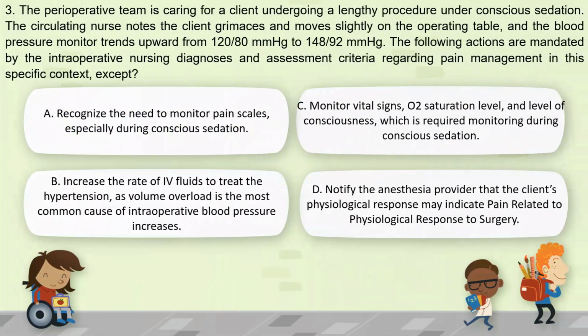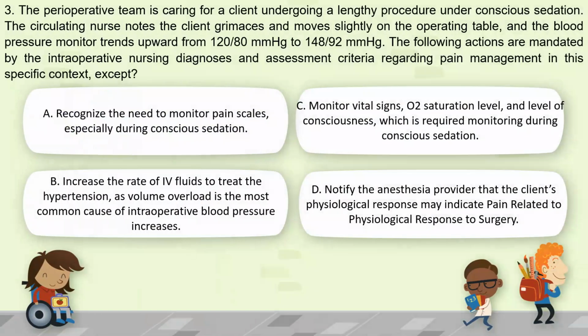Let's proceed now to question number 3. The perioperative team is caring for a client undergoing a lengthy procedure under conscious sedation. The circulating nurse notes the client grimaces and moves slightly on the operating table, and the blood pressure monitor trends upward from 120 over 80 millimeters mercury to 148 over 92 millimeters mercury.